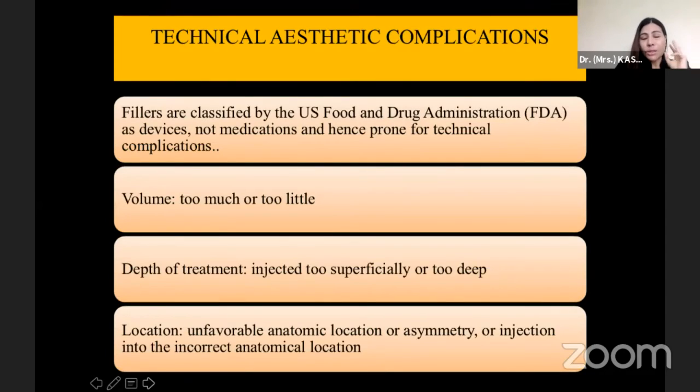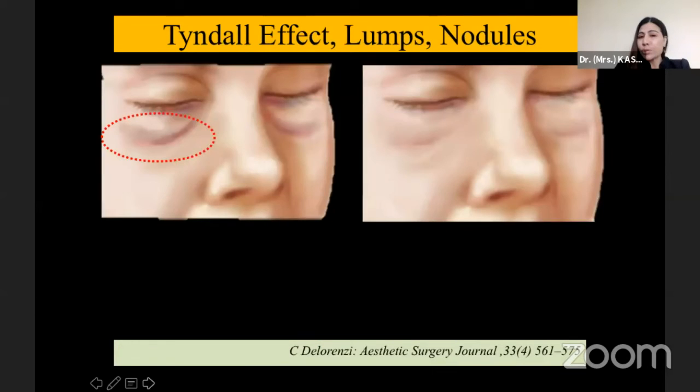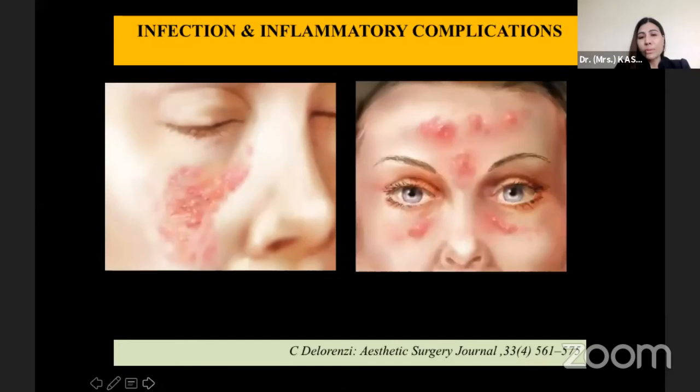So I'll just touch on three important points, some of the complications of filler, because this is very important. We should always remember that filler is a device. It is not a medication. When we talk about medication, we know there's a different dose to it, like an antibiotic, 500 milligram TDS. But filler, we don't have any dose. So these complications, like volume too much, too little, or too superficial, too deep, can happen to anyone, and this can present in the form of Tyndall effect, in the form of lumps and bumps.